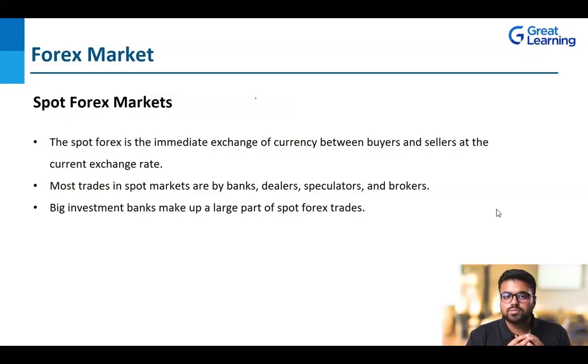Now the spot forex market is an immediate exchange of currencies between the buyers and the sellers at the current exchange rate. So whatever is happening throughout the day will start in the morning and end in the afternoon. It does not leap over into 2, 3, or 4 days. It's the current day, the current scenario. And most of the trades have their deliverables on that particular day itself. It is not prolonged to next week or longer.